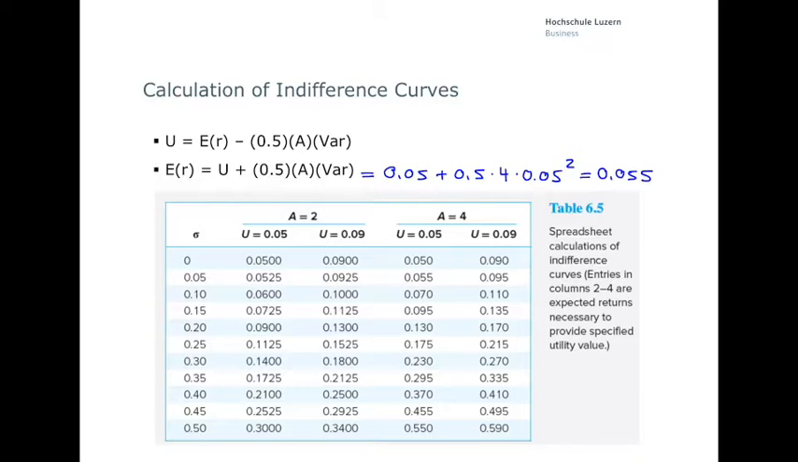Using the formula, we find that the necessary expected return increases to 0.055. We can repeat this calculation for other levels of standard deviation and other levels of risk aversion, resulting in 4 indifference curves shown in the table below.